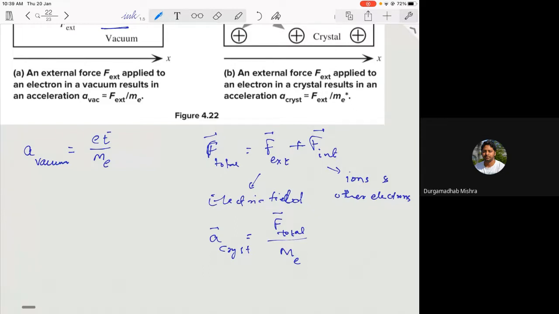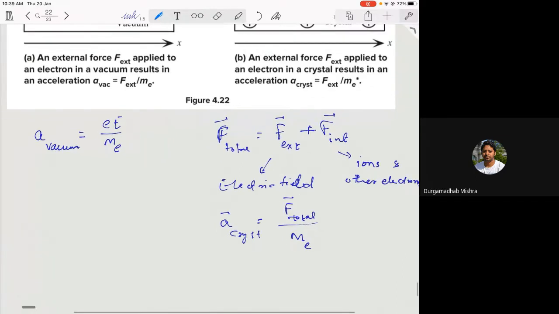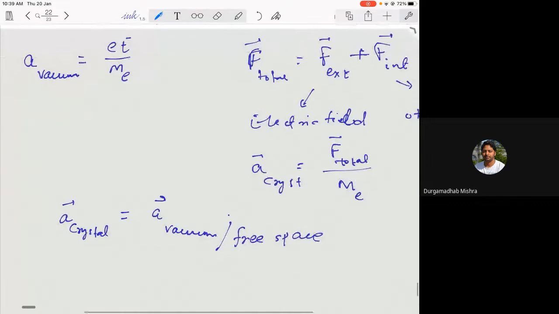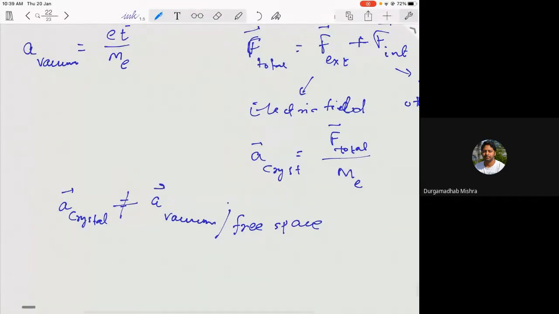So one can say that definitely the acceleration of the electron inside the crystal will be very different from the acceleration in vacuum or free space. It is not equal to the acceleration in free space or vacuum. Now, when we talk about materials, we don't talk about this acceleration.